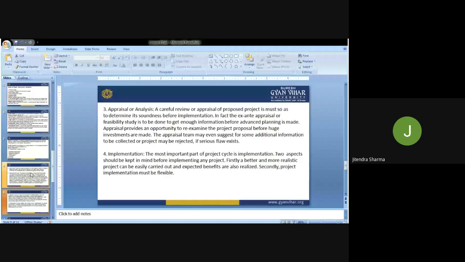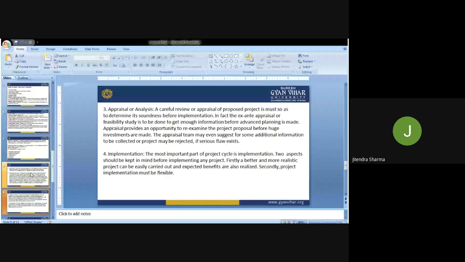So this appraisal and analysis is very important, and it is to be done by those who have experience and expertise in that particular project area. Implementation. Now, if the project is cleared by the appraisal committee, then we'll have implementation. The most important part of the project cycle is implementation. Some aspects should be kept in mind before implementing any project.